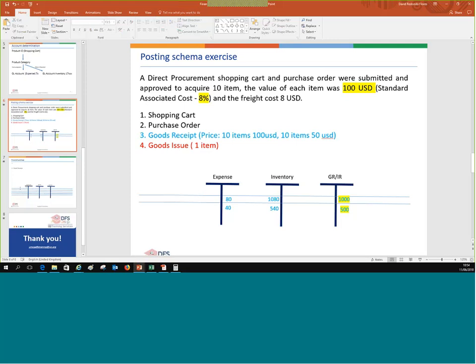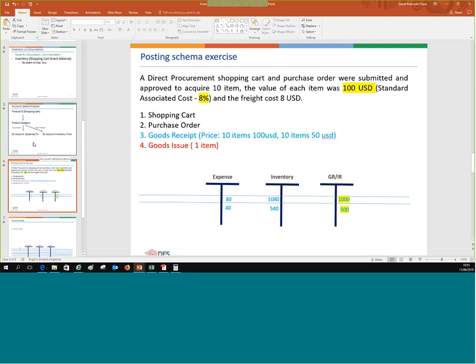So some people are saying 75, some people are saying different numbers, one item plus 8%. Okay, so when people are saying one item plus 8%, the problem is that when you have it in inventory, you don't know exactly which items you are going to be issuing. So this is a new concept that I need to introduce, and it's called moving average price.